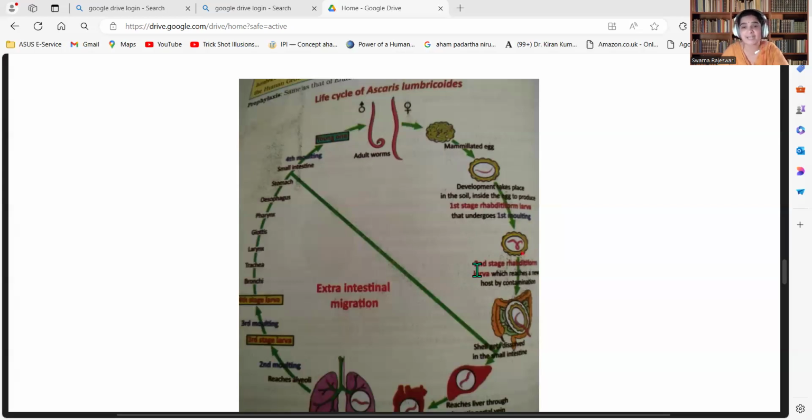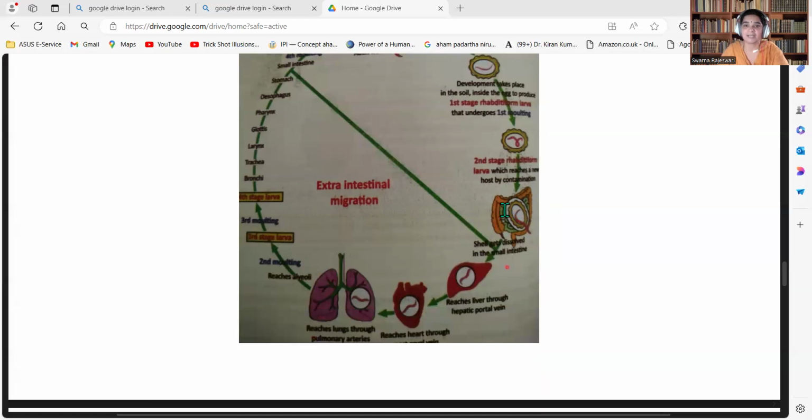Whenever he is taking that contaminated food or water, this enters into the person, and directly they enter into the intestine. Okay, so now they are entering into the intestine of the man, and after entering into the small intestine, the Rhabditi form larva, after the shell gets digested, comes out of the small intestine. And now it is migrating to different places in that person.